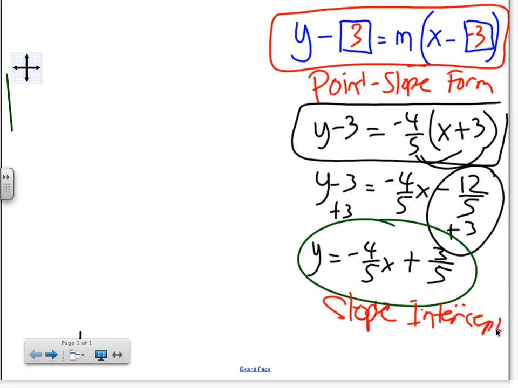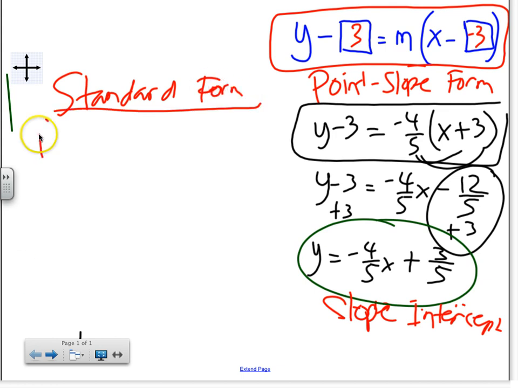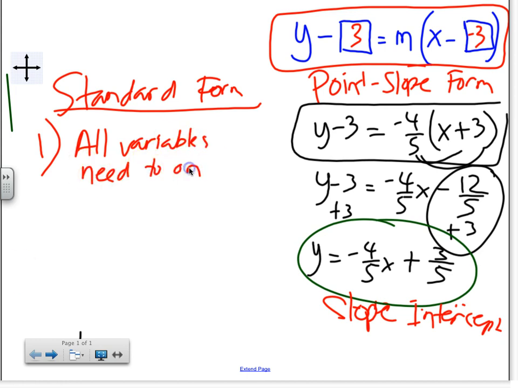Now, the last thing I want you to do is to be able to convert the slope intercept into standard form. Well, what is standard form? First of all, the first rule I need you to remember is that all variables need to be on one side, in order. Now, what does it mean in order? Alphabetical order. X, Y, A, B, C, for example. That's what I mean. Okay?